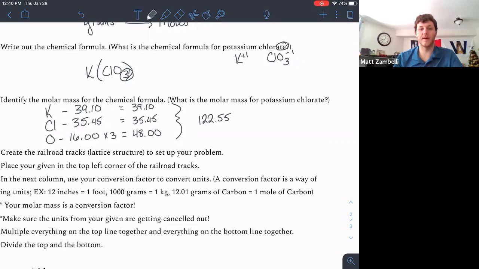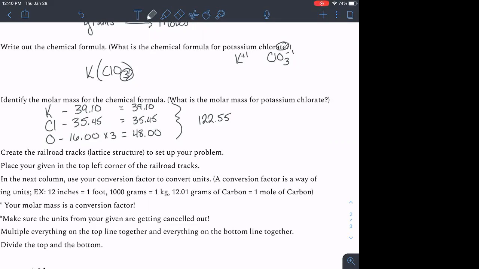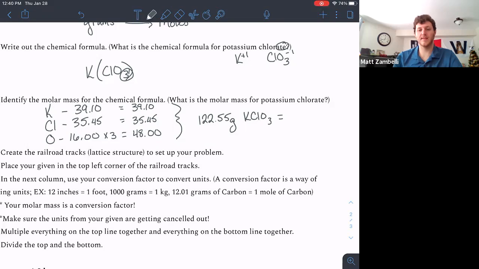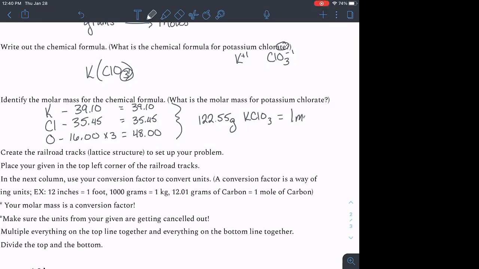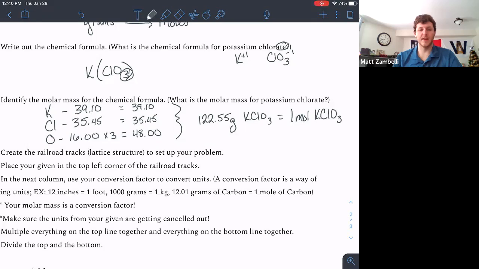All right. And what are my units on that one? Grams. And then K(ClO3) equals what? 1 mole of K and then ClO3. Awesome. There we go.